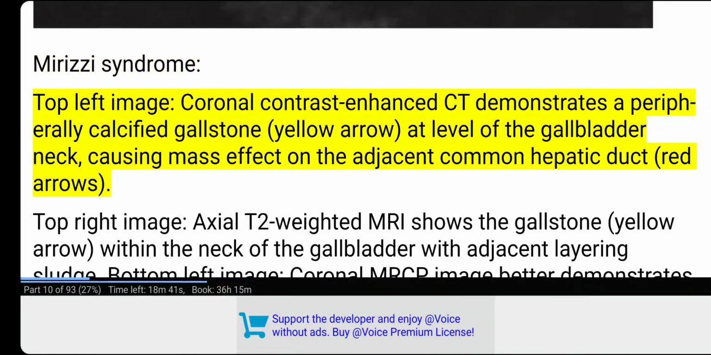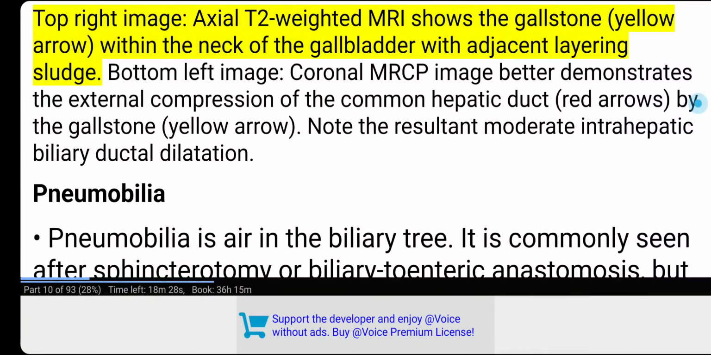Coronal contrast-enhanced CT demonstrates a peripherally calcified gallstone, yellow arrow, at the level of the gallbladder neck, causing mass effect on the adjacent common hepatic duct, red arrows. Top right image. Axial T2 weighted MRI shows the gallstone, yellow arrow, within the neck of the gallbladder with adjacent layering sludge. Bottom left image. Coronal MRCP image better demonstrates the external compression of the common hepatic duct, red arrows, by the gallstone, yellow arrow. Note the resultant moderate intrahepatic biliary ductal dilatation.